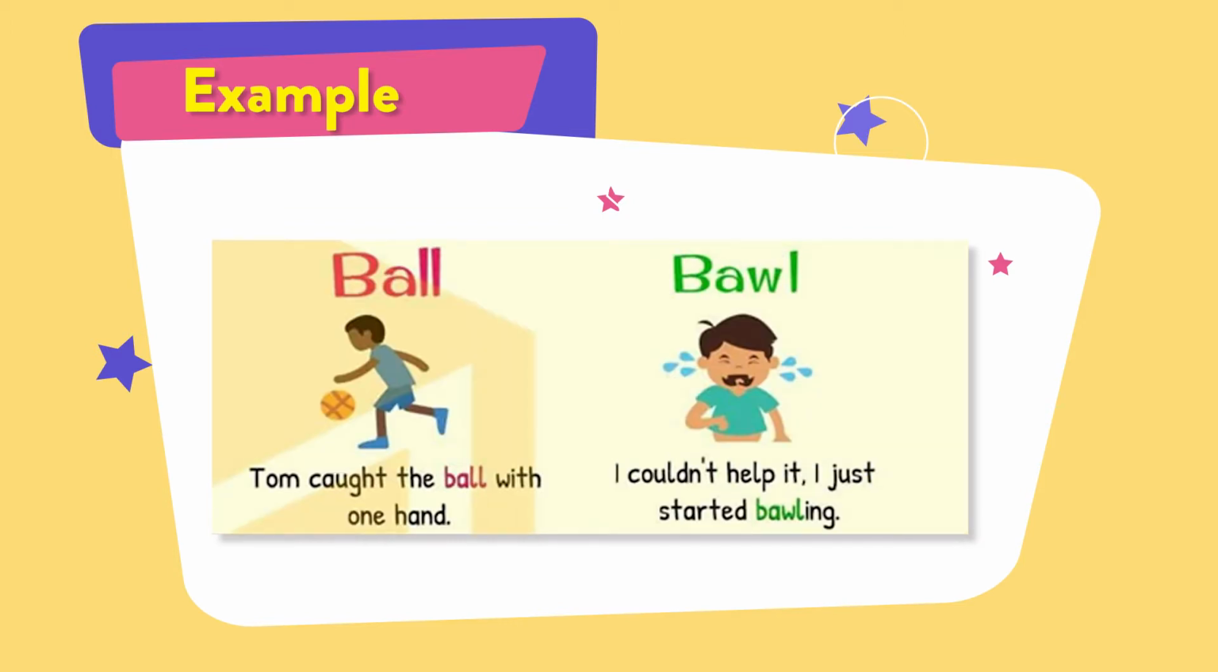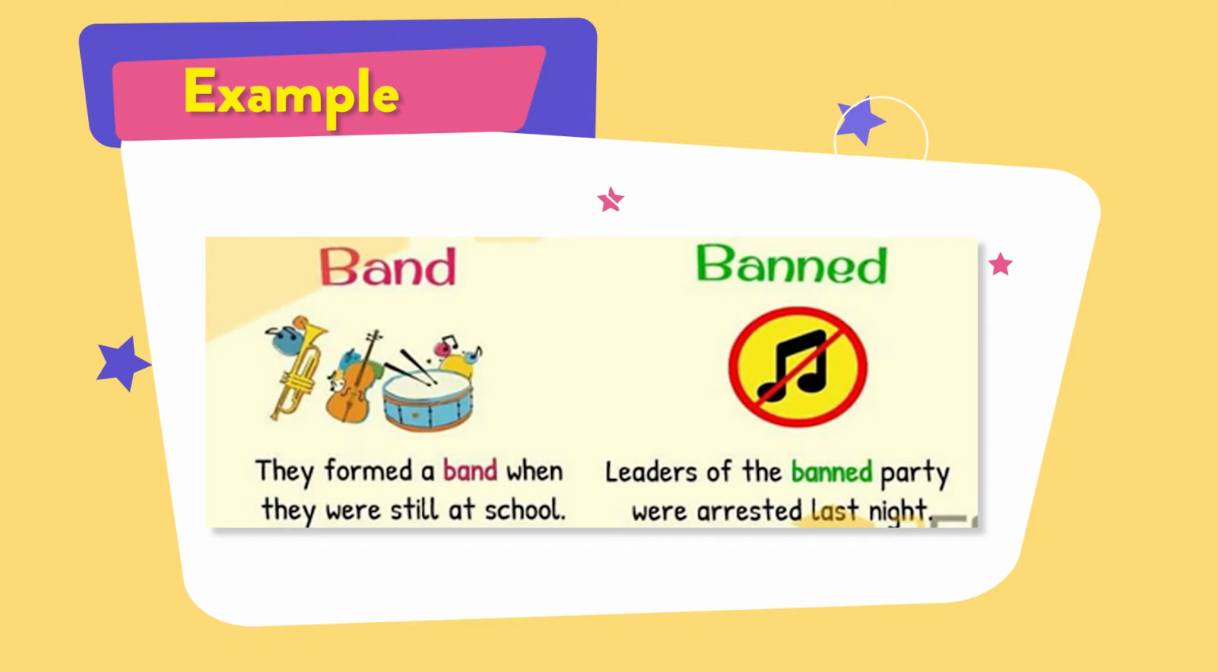We also have ball and bawl, B-A-L-L and B-A-W-L. Well, B-A-L-L refers to round objects that we might use for games, let's say cricket or football, while B-A-W-L refers to crying very loudly. Further, we have band and banned, B-A-N-D, which tells of a group of musicians, and B-A-N-N-E-D, which says you are not allowed.